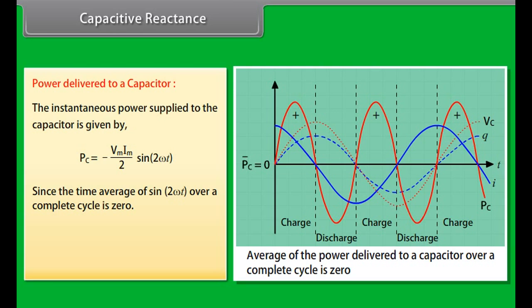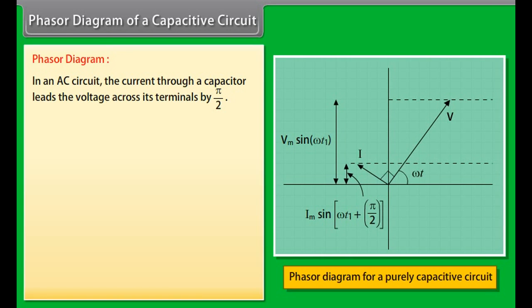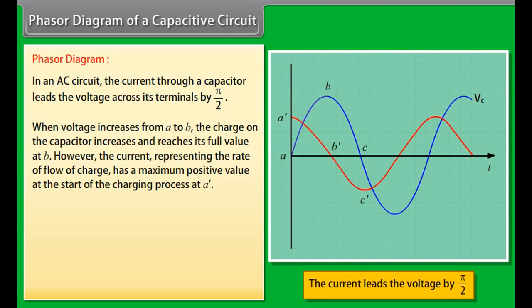We apply Kirchhoff's rule in the loop to get V - Vc = 0. Now we put the value in the above equation: Vc = Vm sin ωt. The instantaneous current in the circuit is given by I = Im sin(ωt + π/2), where Im = ωC Vm is the amplitude of the oscillating current.